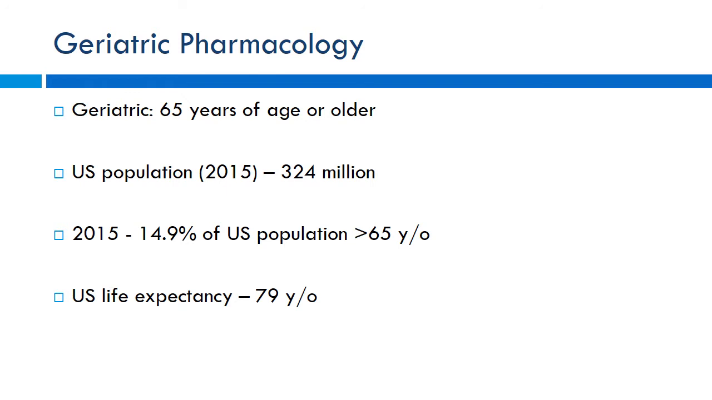In 2015, they estimated around 15% of the U.S. population was actually greater than 65 years of age, which is our cutoff for considering someone a geriatric patient. And their life expectancy is around 79 years or so. So there's a good 14 years on average you'll be treating these patients for a lot of their chronic disease states. And also, we're going to see there's several different pharmacodynamic changes that occur as they get older.